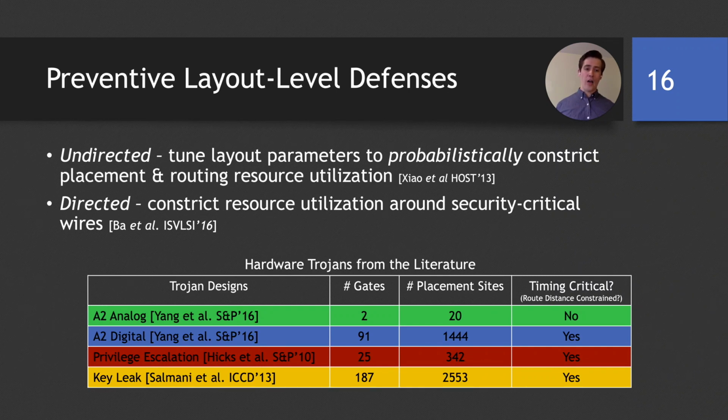For each attack, we list the number of additional gates each attack requires and the corresponding number of placement sites occupied by these gates on the 45 nanometer process we studied. Additionally, for each attack, we indicate if it is timing critical, meaning an attacker is constrained from utilizing long route distances that would make their attack non-functional.